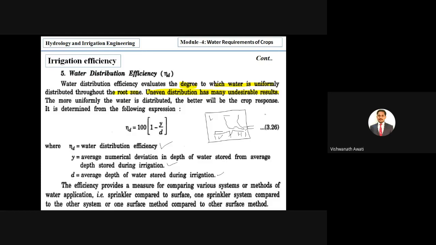The efficiency provides a measure for comparing various systems or methods of water application. For example, one sprinkler system compared with another system, or one surface method compared to other surface methods. It is mainly about how well water distribution is, and how to calculate whether it is properly distributed or not properly distributed by this equation. Right? Okay.